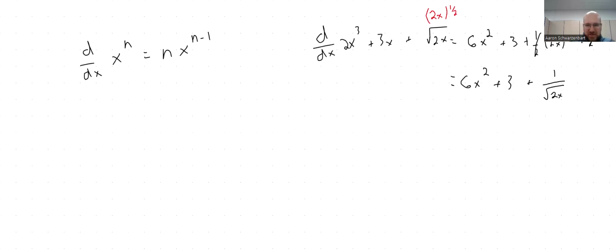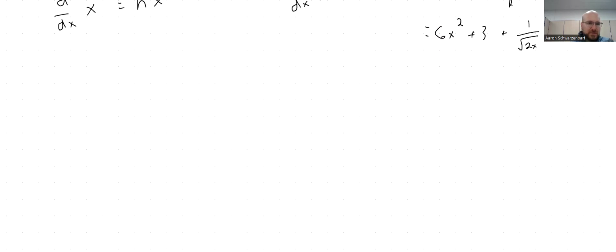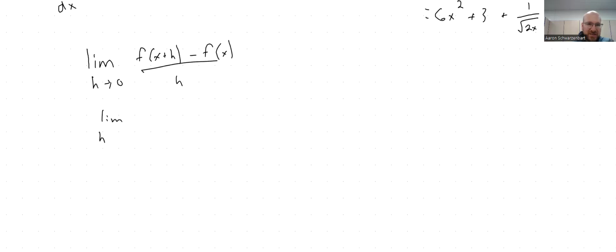So I'm about to prove this rule. Limit as h approaches 0, remember the definition of a derivative, over h. So this particular case is going to be x to the n. So x to the n, (x plus h) to the n minus x to the n.